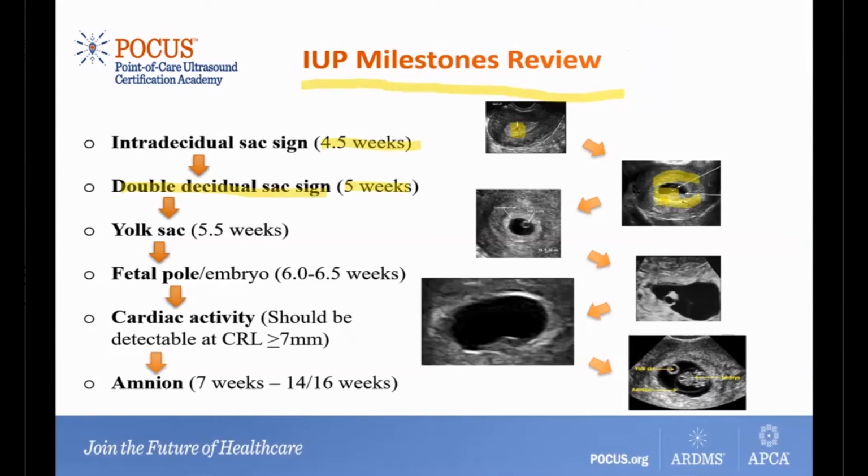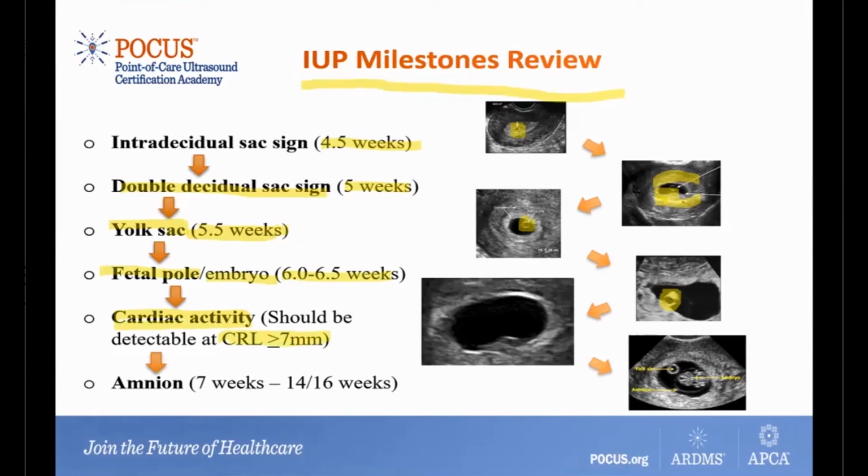And then we have the yolk sac, which appears at 5.5 weeks, and it's a very distinct shape. You can clearly see the yolk sac in there. Then we have the fetal pole, or the embryo, which appears at 6 to 6.5 weeks. That's what it looks like early on. It's going to look like a diamond ring. And then cardiac activity will be demonstrable, especially using a transvaginal transducer, when the crown rump length is about 7 millimeters.